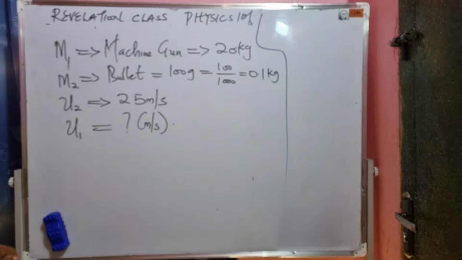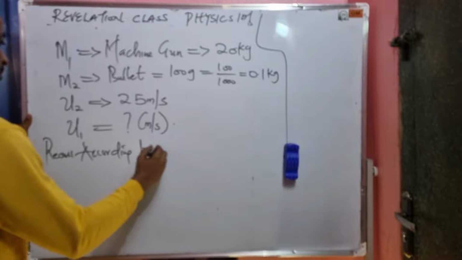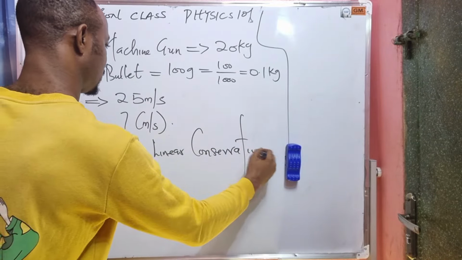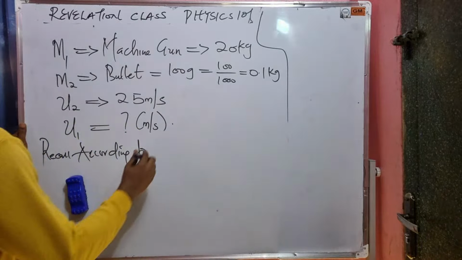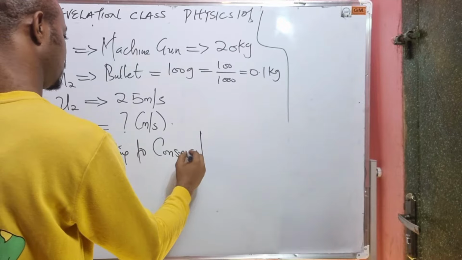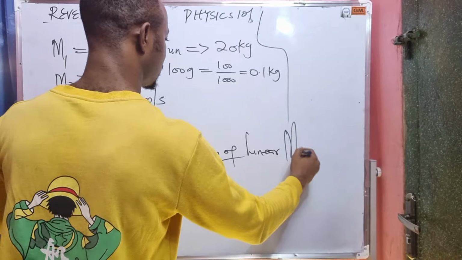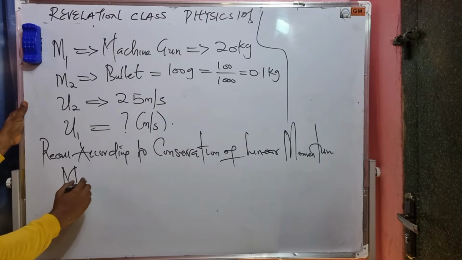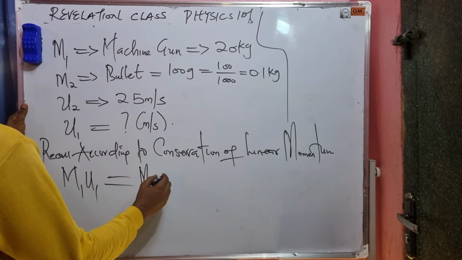Now, recall that according to the conservation of linear momentum, the momentum of the gun, M1U1, must be equal to the momentum of the bullet, M2U2.